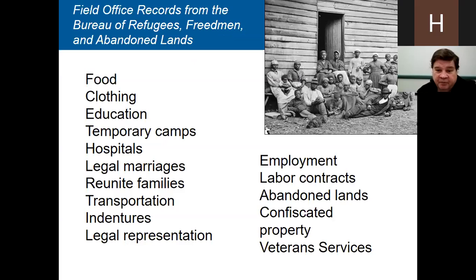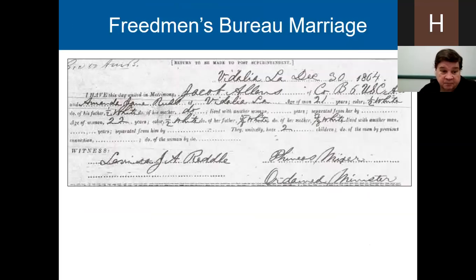Well, what was the job of the Freedmen's Bureau after the war? It was to provide food, clothing, education, temporary camps, hospitals, legal marriages, to try to reunite families, to provide transportation to people who are trying to hook up with their family that they've been sold away from, indentures for work, legal representation, employment, labor contracts, dealing with abandoned lands and confiscated property, and they were supposed to provide veteran services. And there's records for all of this. I already mentioned the possibility of them solemnizing a marriage.